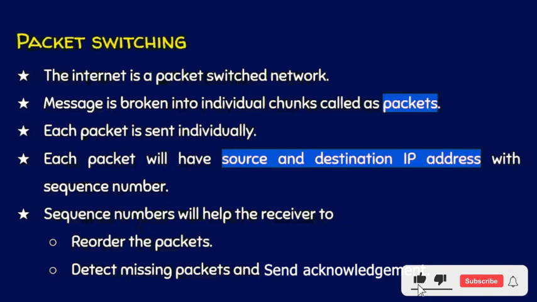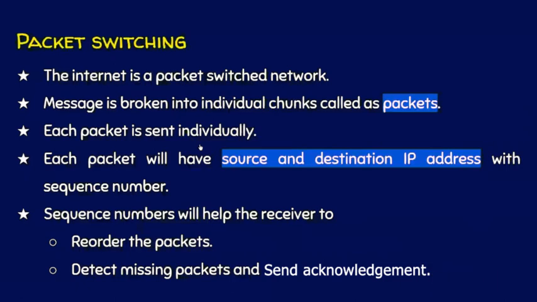So if each of these 5 pieces can be sent individually, each of the pieces should have some information that uniquely identifies the source and the destination. Each packet will have source and destination IP address. In addition to source and destination IP address, we will also have sequence number, because we know very well that each packet is sent individually.